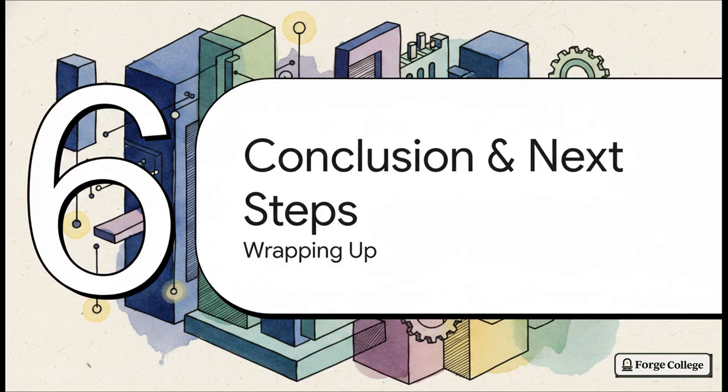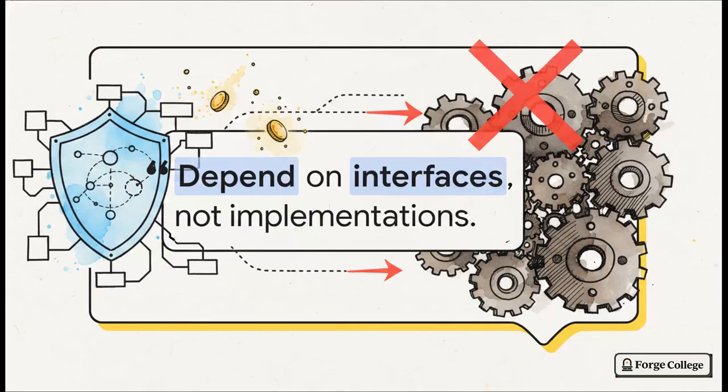And finally, Section 6, conclusion and next steps as we wrap up. I want to cement this core architectural philosophy into your mind before we close out. If you take literally only one single thing away from this explainer, let it be this absolute golden rule of composability. Depend on interfaces, not implementations. Your consumers must remain entirely implementation agnostic to be truly modular.